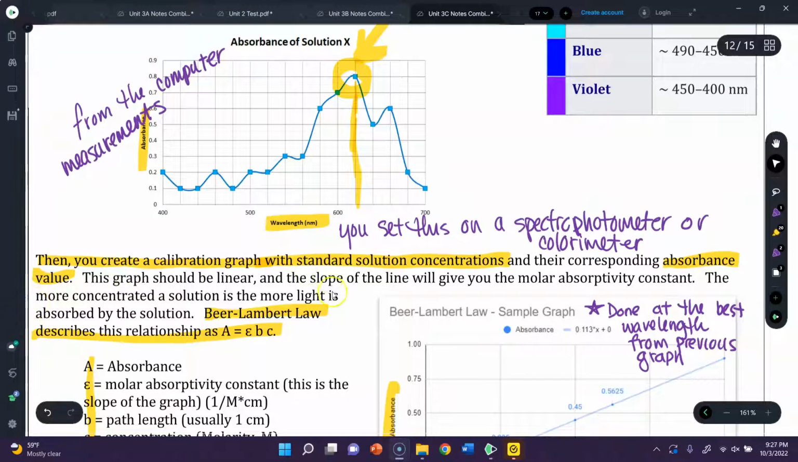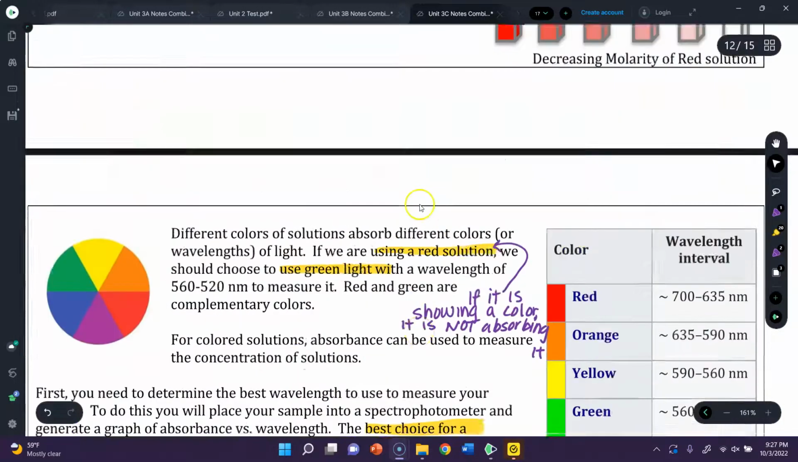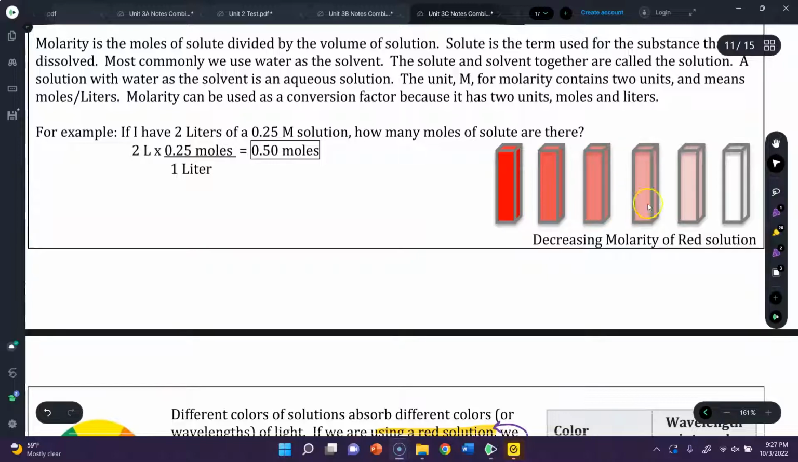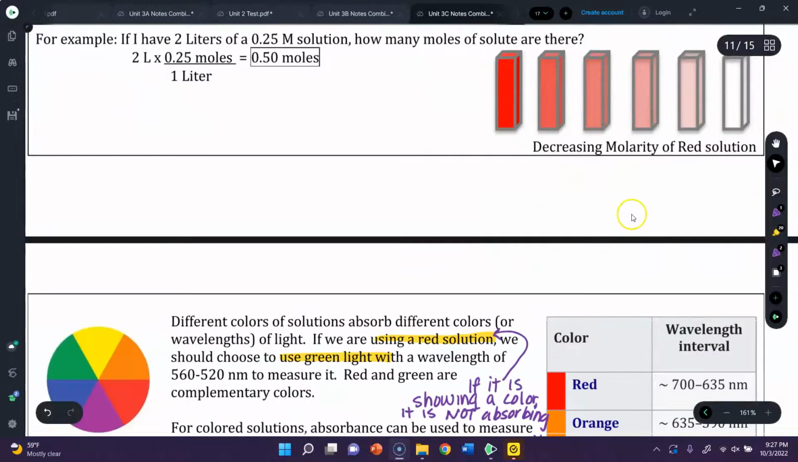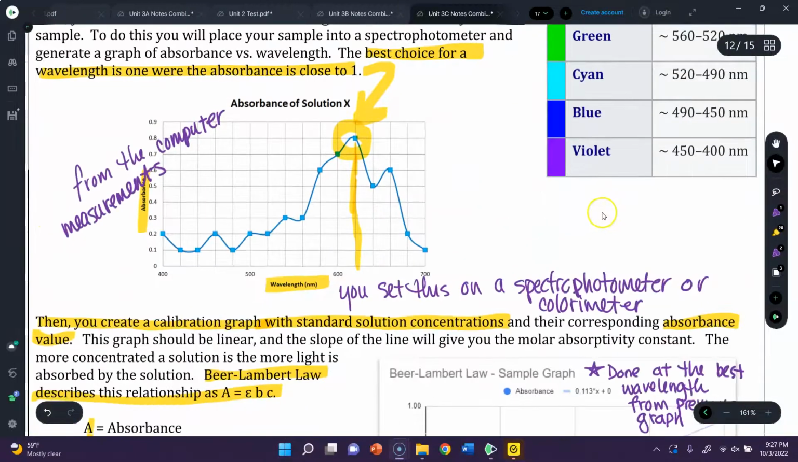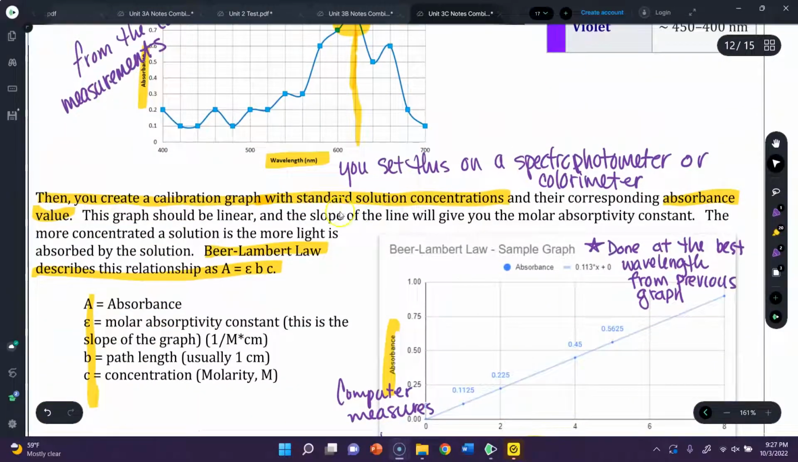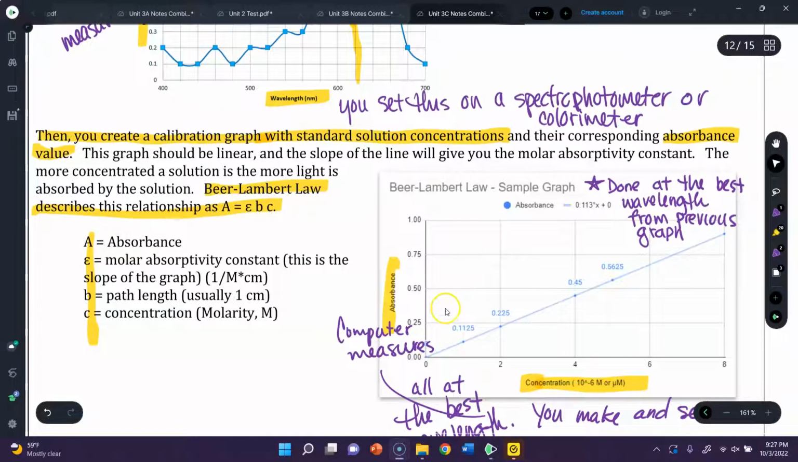You then will create a calibration graph with standard solution concentrations and their corresponding absorbance values. So you do like 0.1, 0.2, 0.3, 0.4, or whatever molarities, so that you would have decreasing concentrations or even increasing concentrations. It's easier to do decreasing concentrations though, because you just add water, to generate a graph that looks like this.